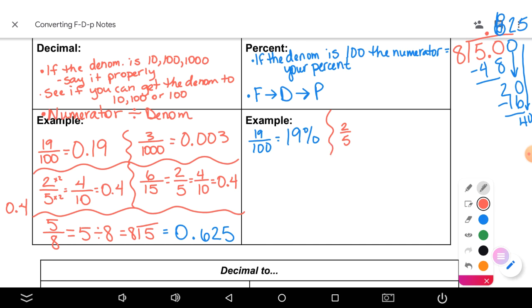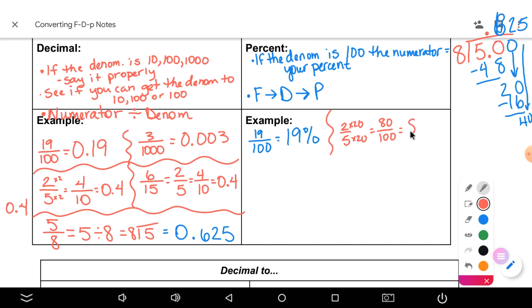Is the denominator a 100? No. Can I get it to 100, Finley? Yes. By doing what? 5 times what equals 100? 20. So times 20, times 20. So that would be 80 over 100, which is 80%.